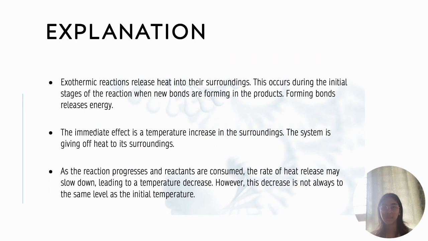Now, why does this happen? Firstly, exothermic reactions release heat into their surroundings. This occurs during the initial stages of the reaction when new bonds are forming in the products. Forming bonds releases energy. Secondly, the immediate effect is a temperature increase in the surroundings. The system is giving off heat to its surroundings.